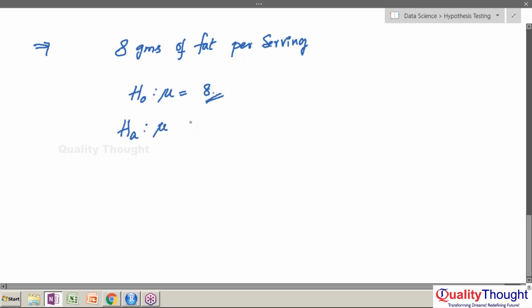See, how can both of them be equal? They're contradictory, right? Remember one thing, H naught is not equal to H alternate. Remember that part, anytime. Both of these two things are perpendicular. You can't make a combination.